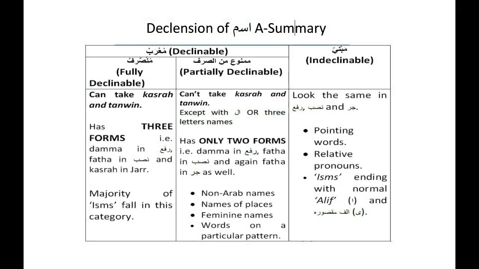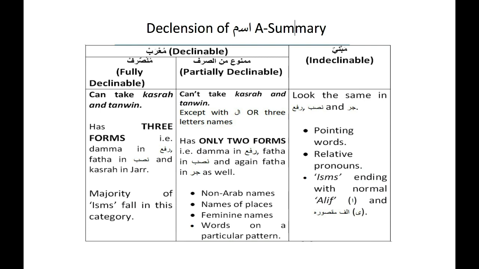Let's look at the summary of declension of ism. Mabni or declinable, mu'rab. There are 2 types in it. One is called munsarif, fully declinable. The other one is mamnoon min as-sarf, partially declinable. Munsarif can take kasra and tanween. It has 3 forms, that is dhamma in rafa, fatha in nasab, and kasra in jar. All Arab names fall in this category and the majority of isms are in this group.